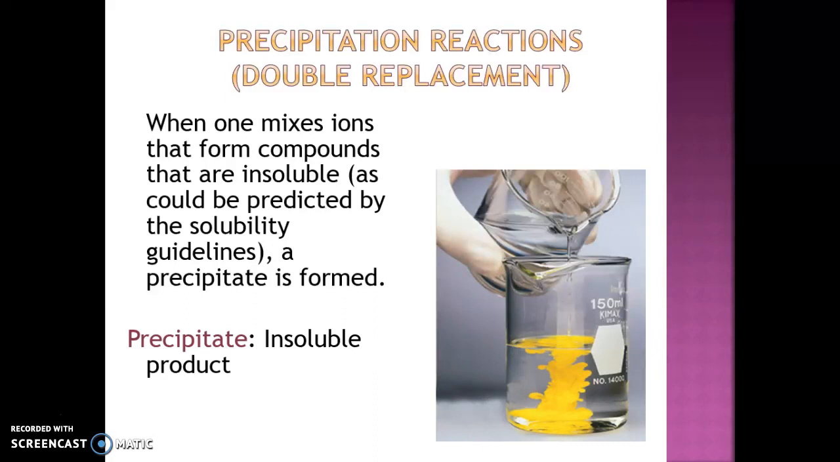So if you get an insoluble product forming because of the solubility rules and the fact that you have very strong lattice energy, you get a precipitate. Precipitates by definition are called insoluble products.